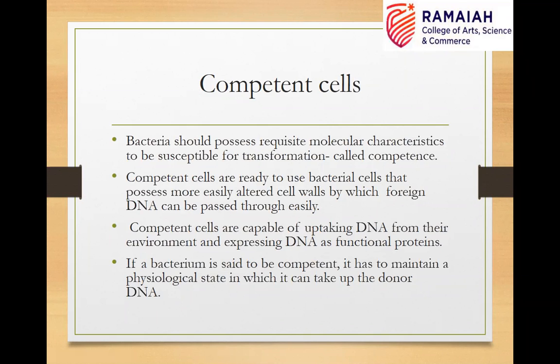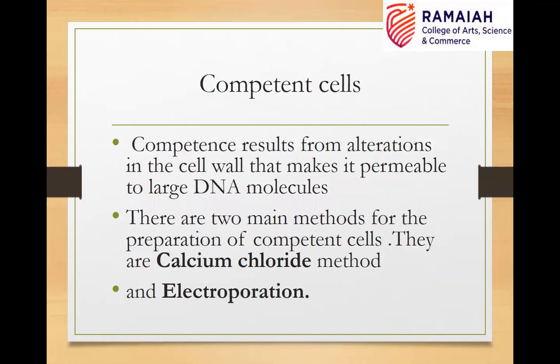If a cell is said to be competent, it means that it is capable of taking up the DNA from its external environment. So the competence results from alterations of the cell wall, which make it permeable to larger DNA molecules. There are two important methods used for the preparation of competent cells. One is the calcium chloride method, the other one is electroporation.